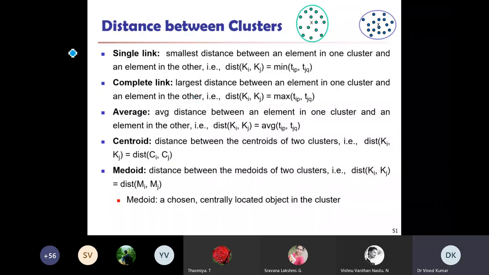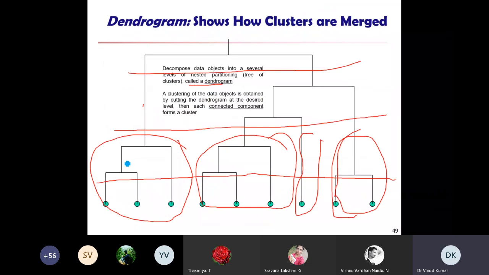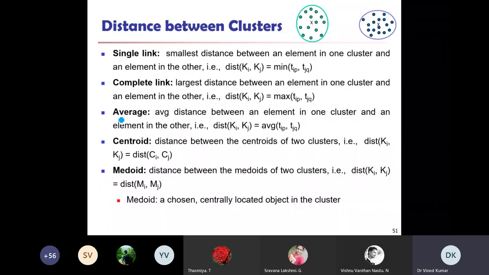Okay, now see here, this linkage is very important because in the dendrogram you may be seeing how the linking is done. So we use these different links. The first one is the single link: the smallest distance between an element in one cluster and an element in the other. So we calculate d(Ki, Kj) equal to the minimum of t(ip) and t(jq). This is the single link.